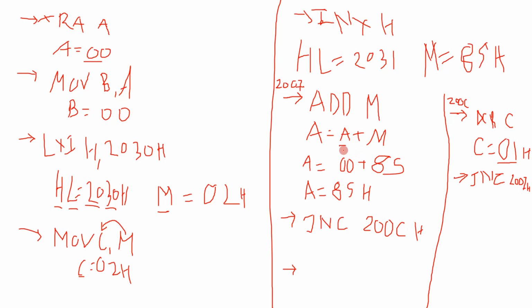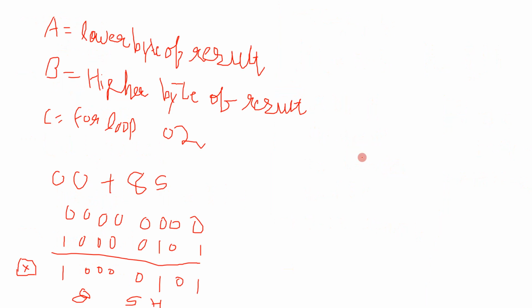Now, what is the value of A? Now the value of A is 85. So here we will have 85 and contents of M is still 85. So when we add 85 plus 85, what we will get? We are adding 85 plus 85. We'll convert them into binary.